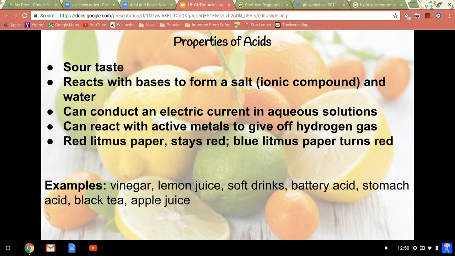So some common acids that you probably know of are vinegar, and its chemical name acetic acid, lemon juice, soft drinks, battery acid, stomach acid, black tea, apple juice. Pretty much most fruit drinks would be examples of acids.